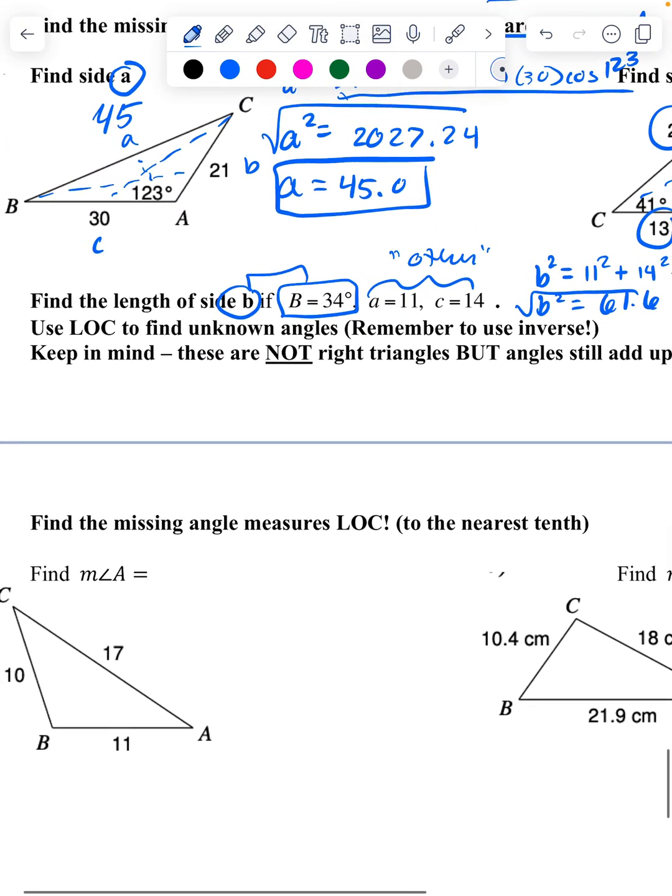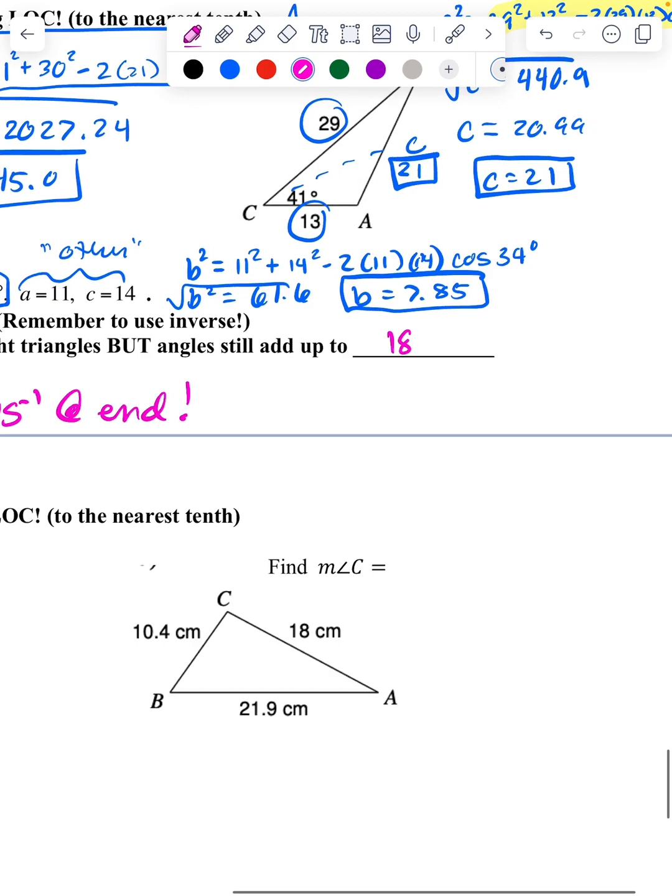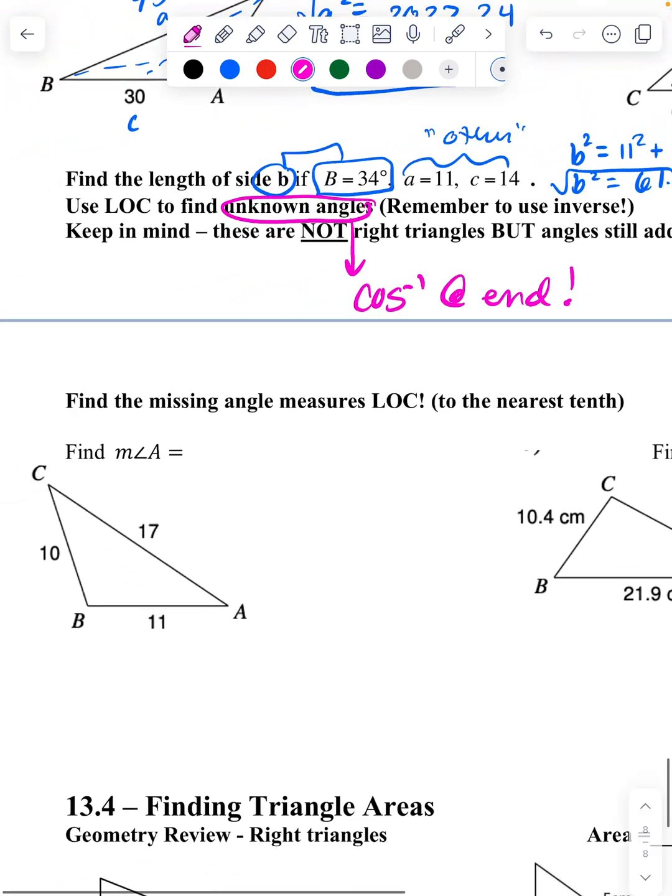This kind of got wonky. So use the law of cosines to find unknown angles. Now we're going to switch to how do I find angles? Keep in mind, angles always require inverse, so I'm going to have to use this at the end of my solving every time. They're not right triangles, but the angles will still add up to 180, so I can use that piece of information to help me as well.